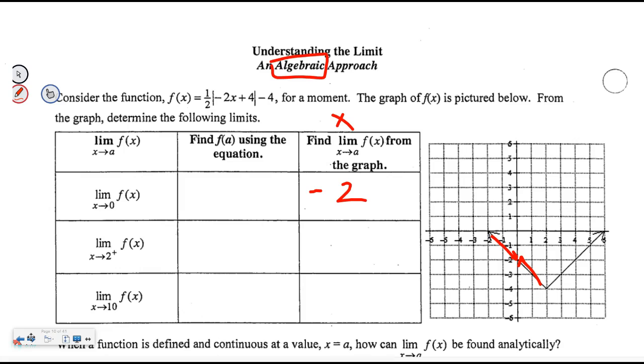So watch what happens when I just plug a 0 in here. I get a half of the absolute value of 0 plus 4, minus 4. I got a -2. Just plugging it in, I got the exact same answer.